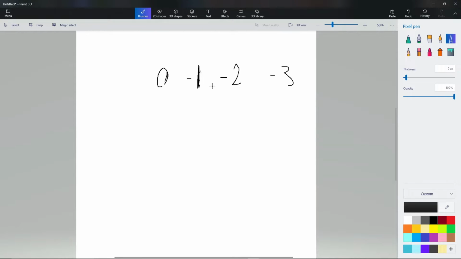So what would be the middle between -1 and -2? It would be -1.5. That's the middle number in between those two. Remember the number line thing? That's what I'm talking about.